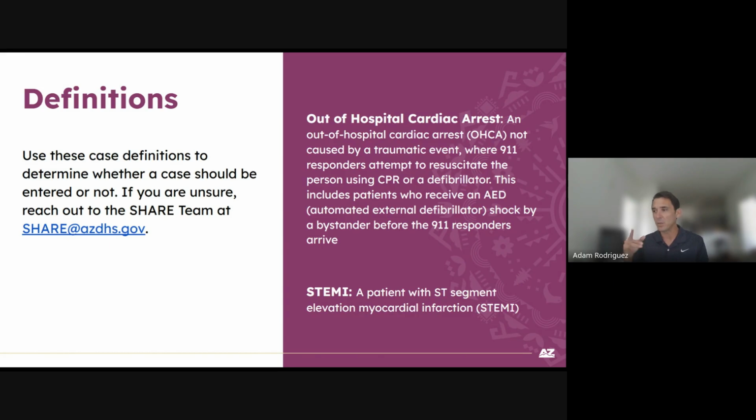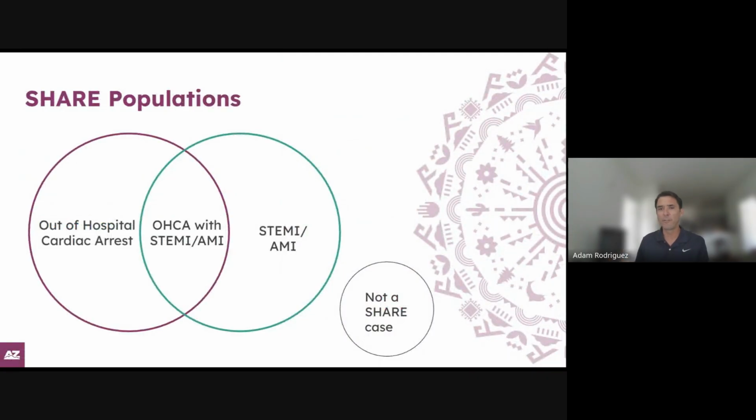And so by asking you these two questions in a yes or no format, we collect 4 patient buckets, with 3 that we're interested in, but 4 total. The one that we're not interested in is if you answer no, this wasn't an out-of-hospital cardiac arrest, and no, this wasn't a STEMI. That wouldn't likely be a SHARE case, although I'm sure there's a number of situations that don't neatly fit into our system. So if you're not sure, just definitely reach out and ask. But the 3 patient buckets that we do get information on utilizing this way are these here.